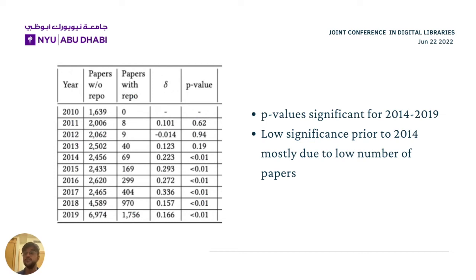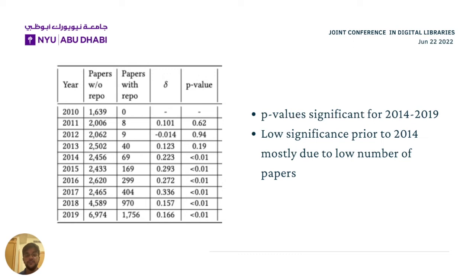So this table here shows the difference in the citation distributions between papers with and without a repository. This is for the first research question. As you can see from the p-values here, there's not a statistically significant difference in citation distributions between 2010 and 2013. This is most likely because there are very few papers with a repository. But if you look after 2014, we find a statistically significant difference. The p-values are significantly low for every year.